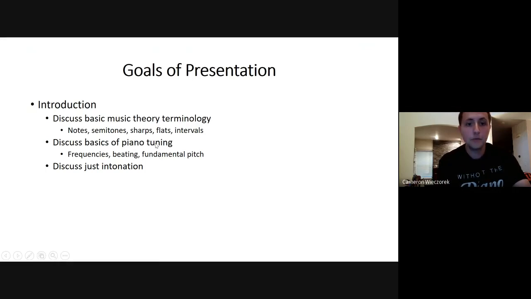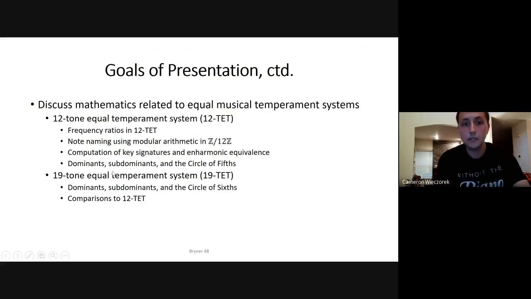Then I'm going to get into the basics of piano tuning. So we'll talk about frequencies, we'll talk about beating, we'll talk about what a fundamental pitch is that a piano tuner would use to start tuning a piano. The next thing I'm going to be discussing is what's called just intonation, and that will lead into the heart of the presentation, which is going to be discussing the mathematics related to what are called equal musical temperament systems.